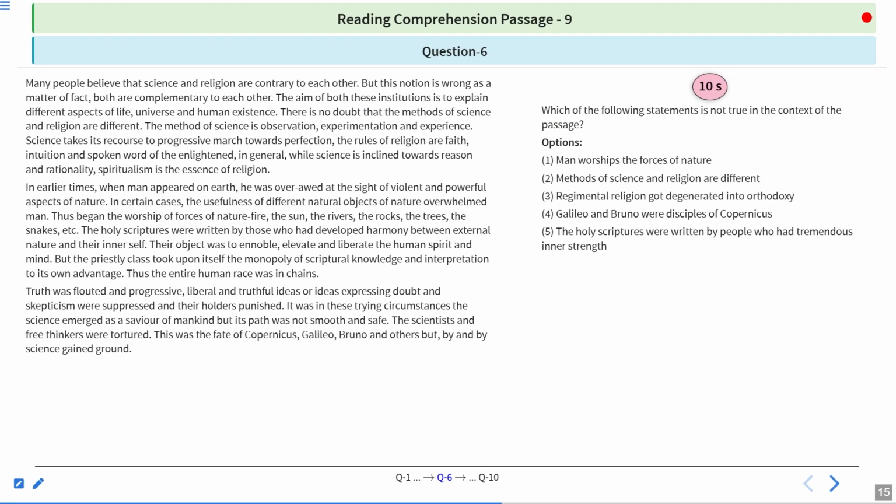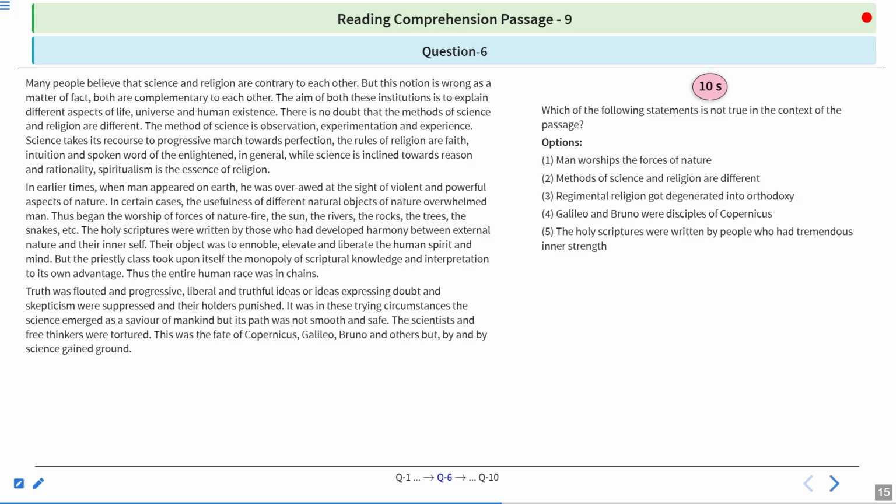The next question is which of the following statements is not true in the context of the passage? Options are: man worships the forces of nature. Methods of science and religion are different. Regimental religion got degenerated into orthodoxy.